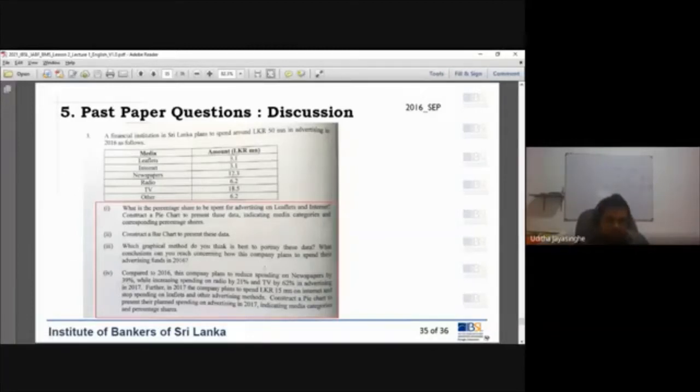For example, reduce spending on newspapers by 39%. That means for newspaper you have 12.3 million, so the new value will be this multiplied by 61%. Why? Because you are reducing by 39%. Similarly, this whole set, if you read carefully, is about making these individual items go up or down and coming up with a new spending pattern for this particular year. Finally, again, construct a pie chart to present the data.